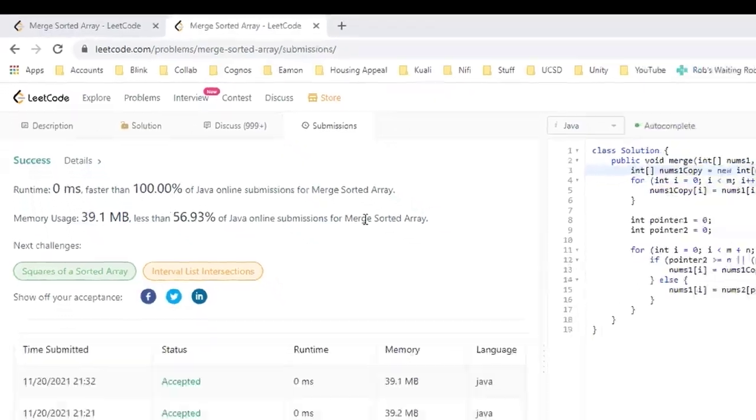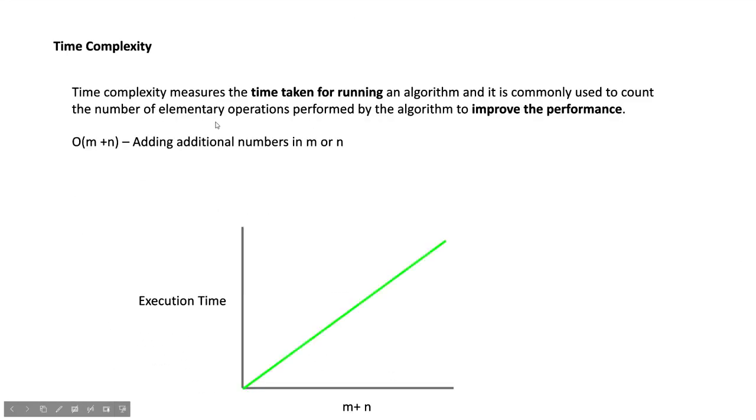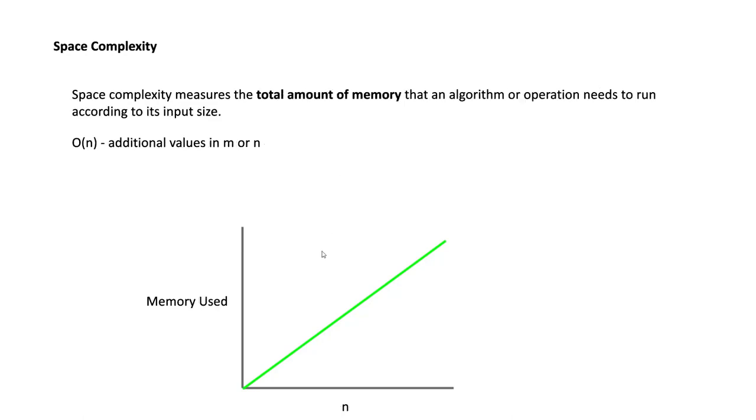Okay, so finally I'm going to go through the time and space complexity. So time complexity in this case is m plus n. As we increase the number of elements in nums1 or nums2, the execution time goes up. And then space complexity is O of n. So same thing. If we increase the values in m or n, then we're going to take up more space. And that is it.